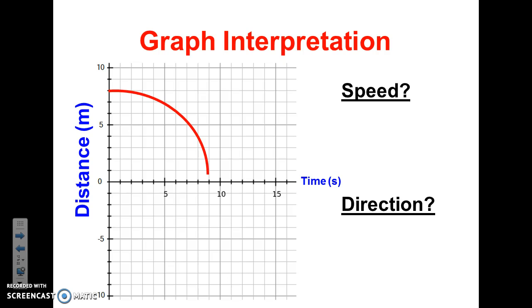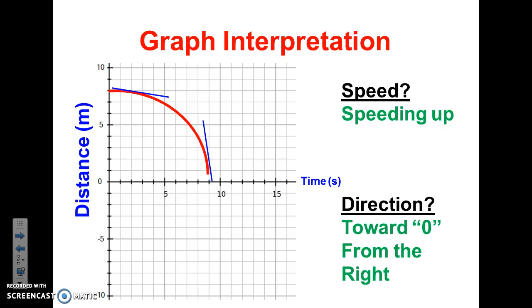Again, think about what's happening with the slope. I start with a slow slope. I go to a fast slope. So if I go from slow to fast, I am speeding up. In this particular case, I'm getting closer to my 0 point, so I'm moving towards the start point. But I'm on the positive side of the graph, so I am still moving in from the right towards that 0 point.